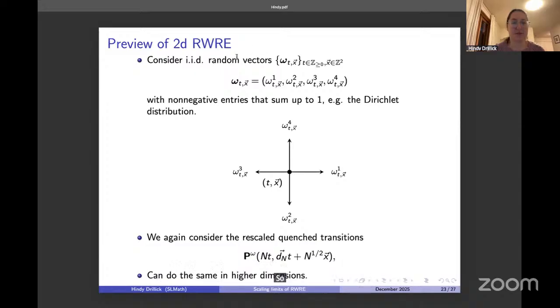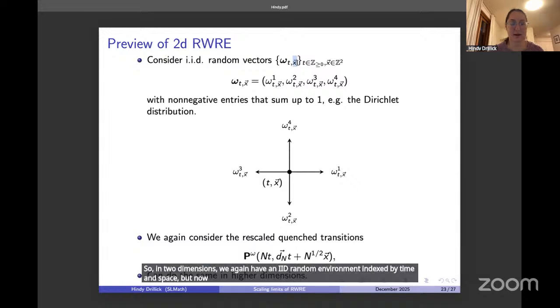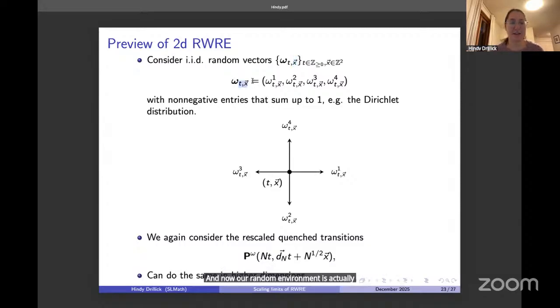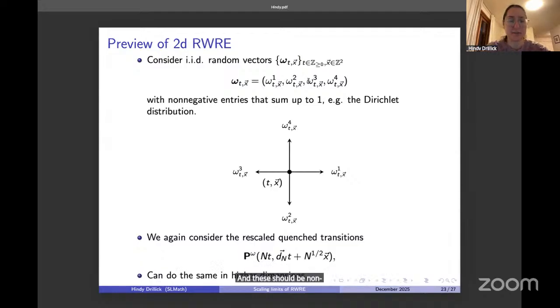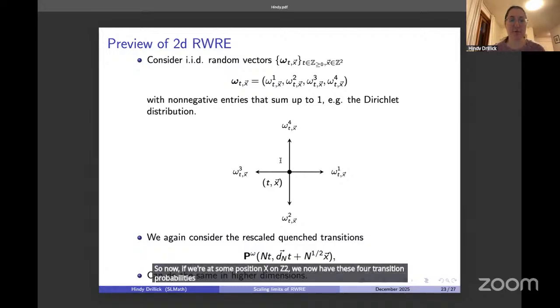So in 2 dimensions, we again have an IID random environment indexed by time and space, but now space will be a vector in Z^2. And now our random environment is actually a random vector. It'll be a random vector with 4 components, and these should be non-negative components that sum up to 1. So for example, you could take the Dirichlet distribution with 4 components. So now if we're at some position x on Z^2, we now have these 4 transition probabilities for jumping in each of the 4 unit directions, and they sum up to 1. So this is a valid random environment.